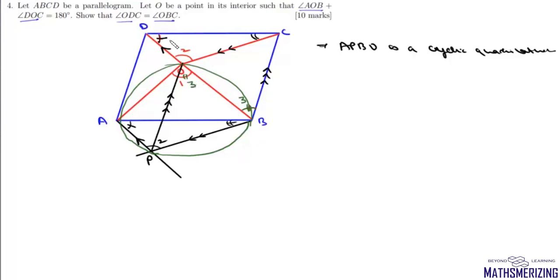We have already established that this angle is equal to this angle. Now in a cyclic quadrilateral, angles in the same segment are equal. So from here we can say this angle 3 is equal to angle 4. Now angle 3 is angle OBC and this angle 4 is angle ODC. So from here we can say that these two angles, they are equal.